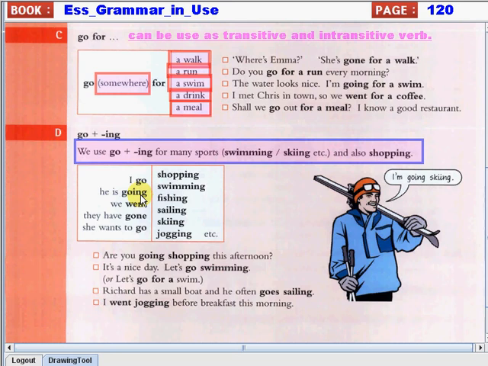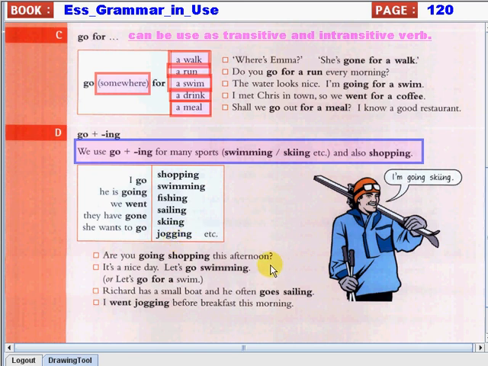He is going shopping, swimming, fishing, sailing, skiing, jogging. We went shopping, swimming, fishing, sailing, skiing, and jogging. And you can also say they have gone or she wants to go with the following words that end with ing. Now, let's check our example sentences.